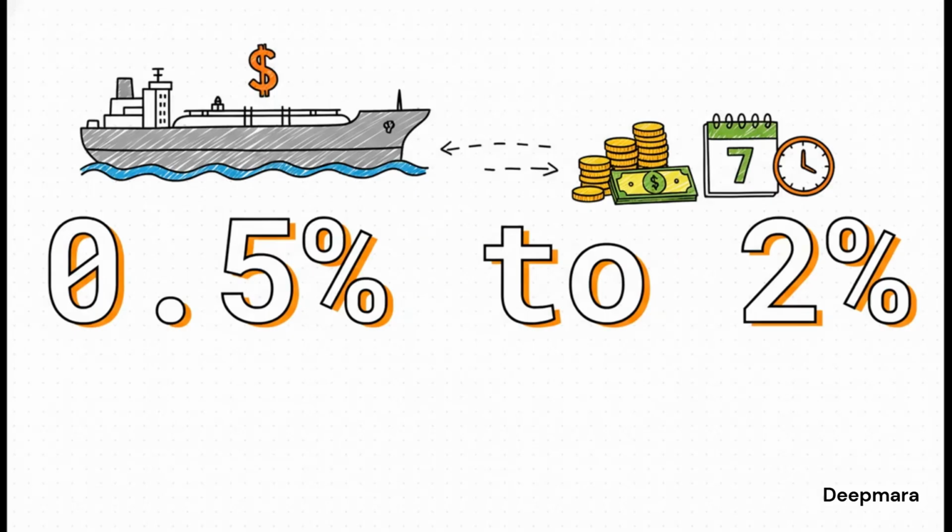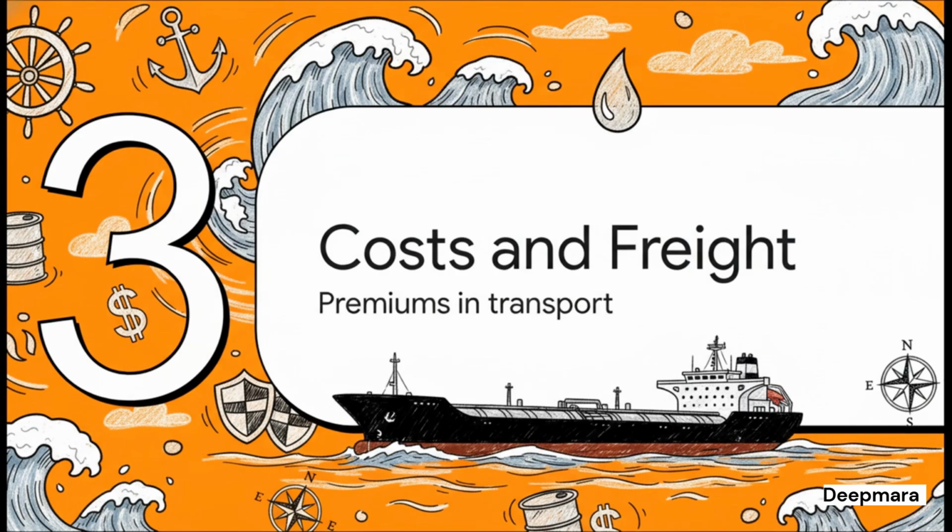This premium covers the direct cost of insurance for a single transit, which usually lasts about 7 days. Now, the percentage you see here might look quite small, but for a high-value vessel like a supertanker, well, that can easily translate into hundreds of thousands or even millions of dollars for just one trip. So the logical next question is, where does that cost go?